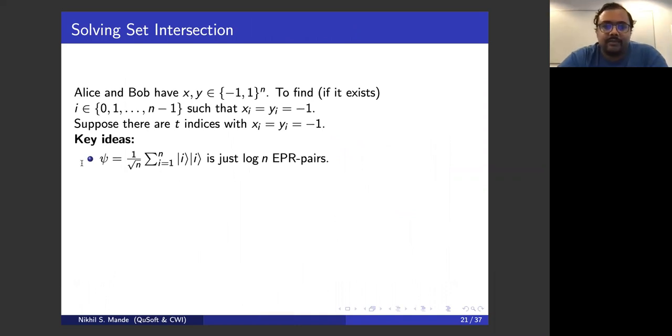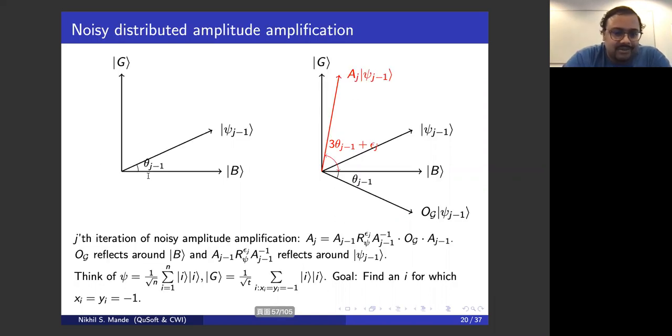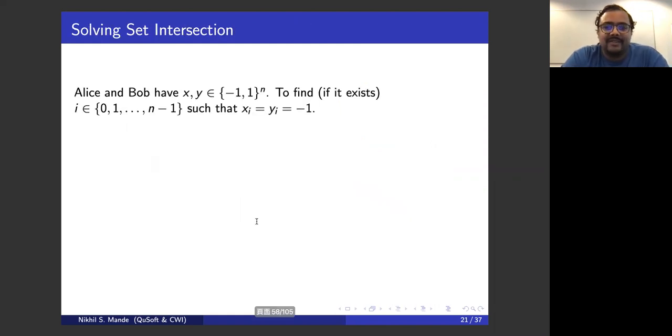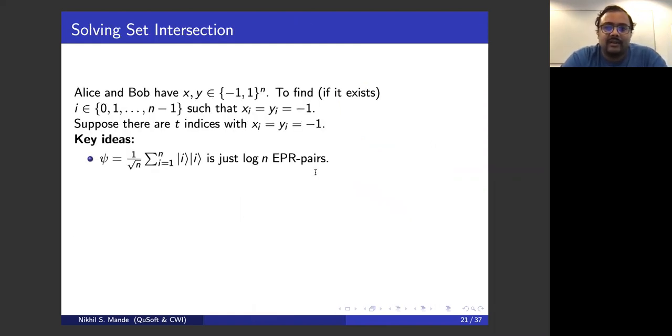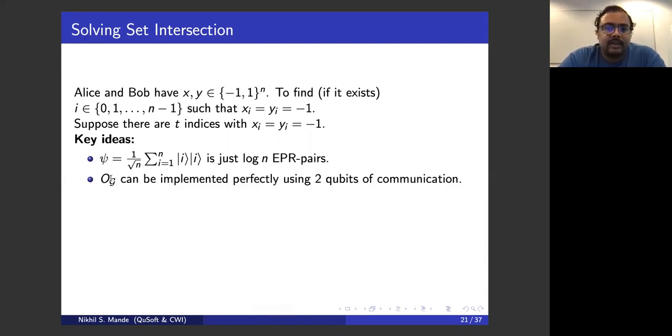So the key ideas are the following. The initial state ket psi, sorry, this should be a ket, and I missed a ket on the previous slide as well. I'm sorry. Is just log n EPR pairs. And remember, in the communication setting, this is allowed for free. This is given to Alice and Bob for free in the model that we're interested in. Now I'm lying a bit here, but this is fixable. The reflection around ket B can be implemented perfectly using 2 qubits of communication. So this is no longer an issue.